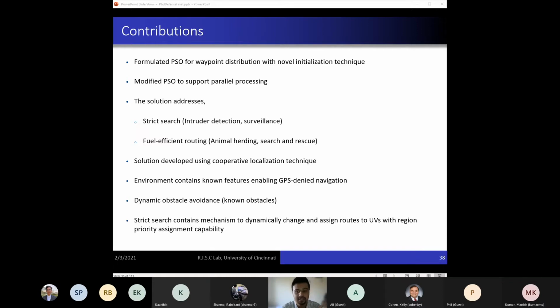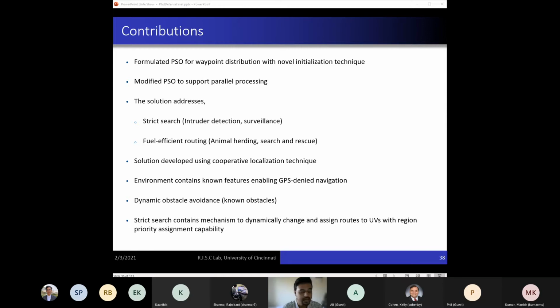Traditional PSO formulation may include infeasible solutions in the initial pool if careful inspection is not taken into consideration. We modified the structure of PSO to support parallel processing. We developed two methods for the partitioning problem based on the user need. That is, whether they would want a strict search for intruder detection or rigorous surveillance, or a segmented or fuel efficient search to address problems like animal herding, observation, or search and rescue operations.